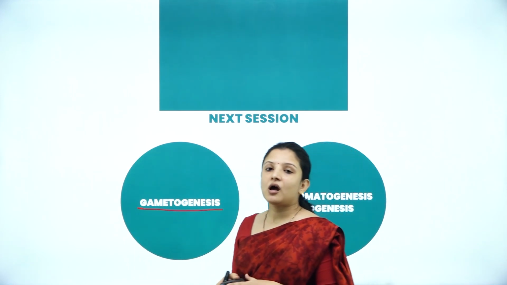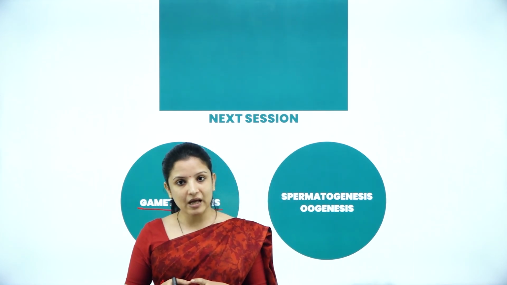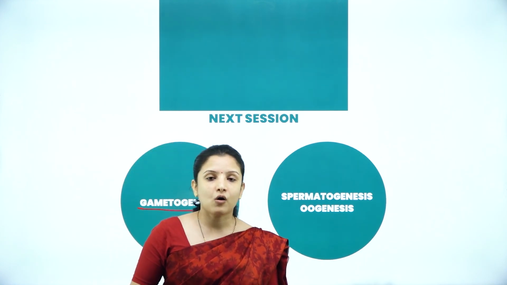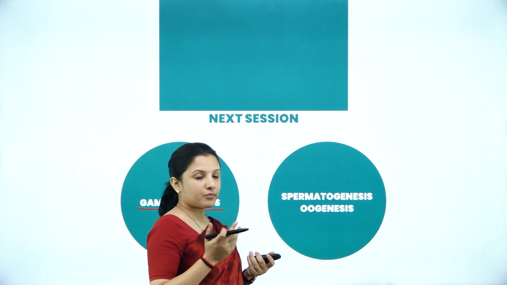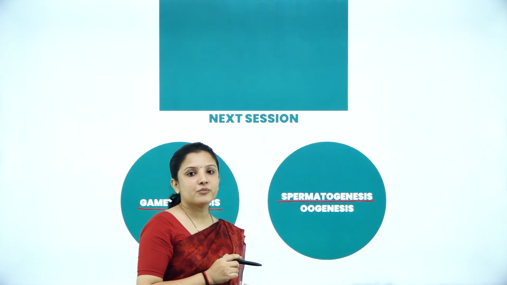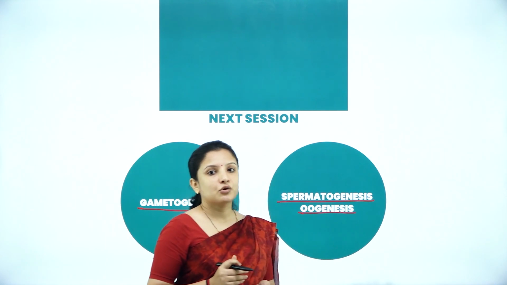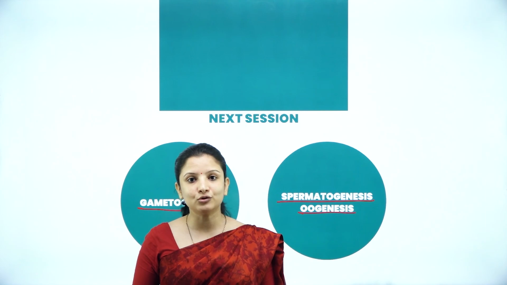Gametogenesis, wherein we see how the gametes are formed. So what are the gametes that are formed? The male gamete, which is the sperm, and the female gamete, which is the ova or the egg. And in that, we shall study the formation of the male gamete, which is called spermatogenesis, and the formation of the female gamete, which is called oogenesis. So we shall meet again in the next session with these two topics.